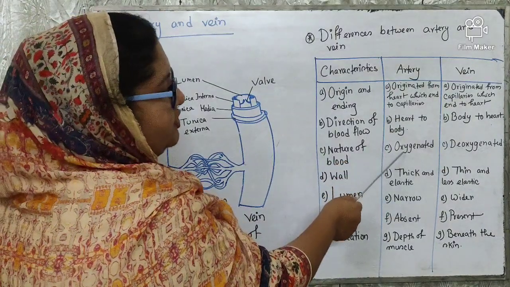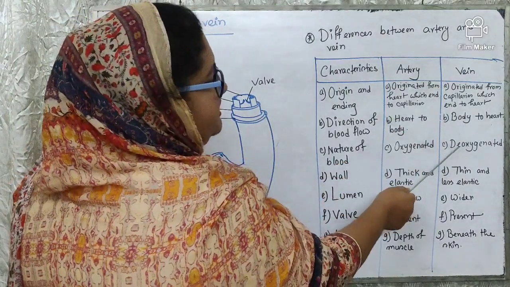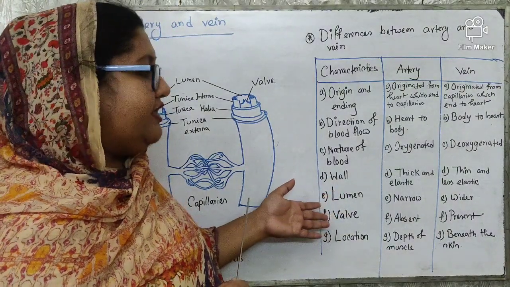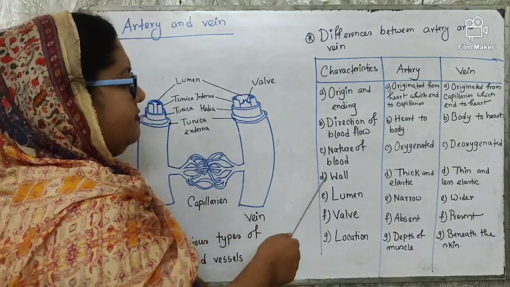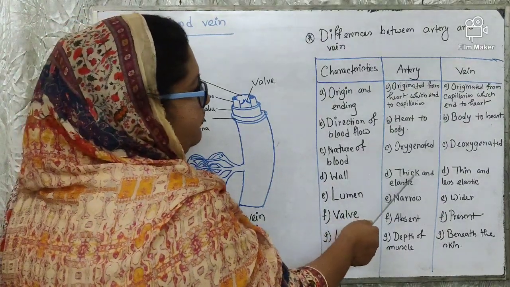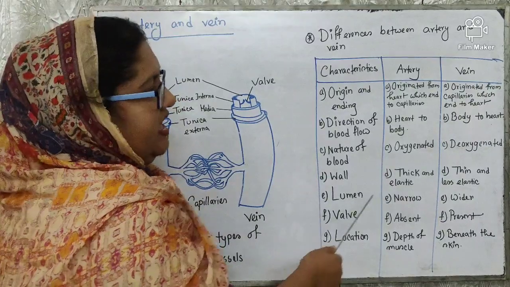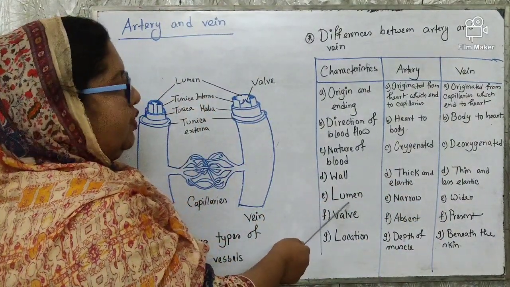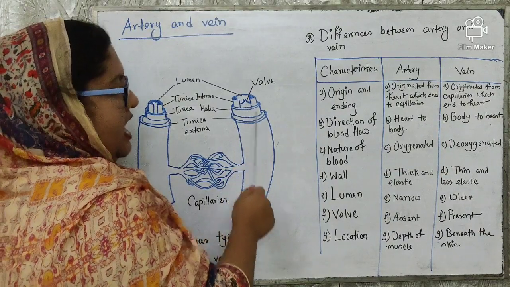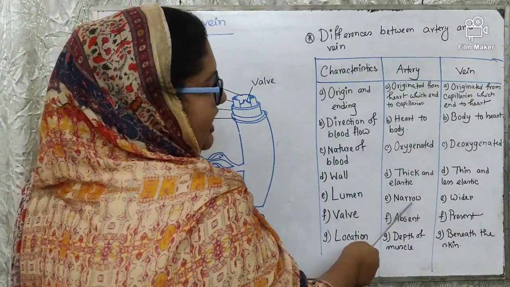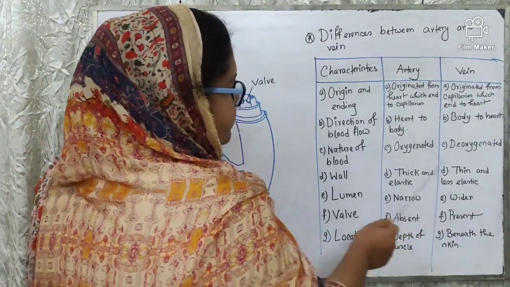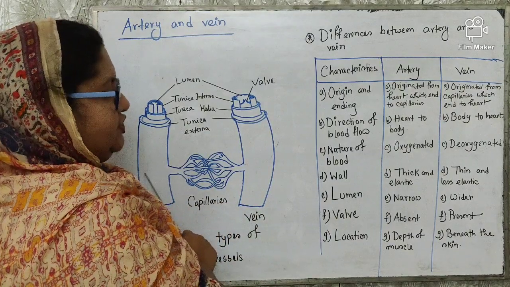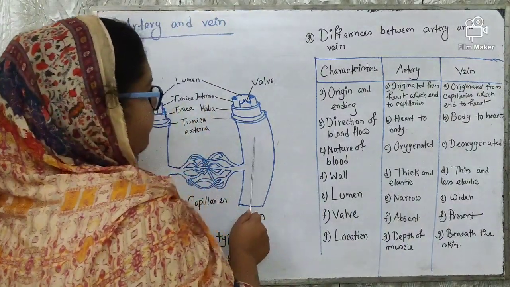Nature of the blood: generally, artery carries oxygenated blood, vein carries deoxygenated blood. I've told you that there is an exception, that is pulmonary artery and pulmonary vein. Wall: the wall of the artery is thick and elastic. The wall of the vein is thin and less elastic. Lumen: lumen means the passage. In case of artery, it is narrow. In case of vein, it is wider. Valve: valve is absent in artery and is present in vein.